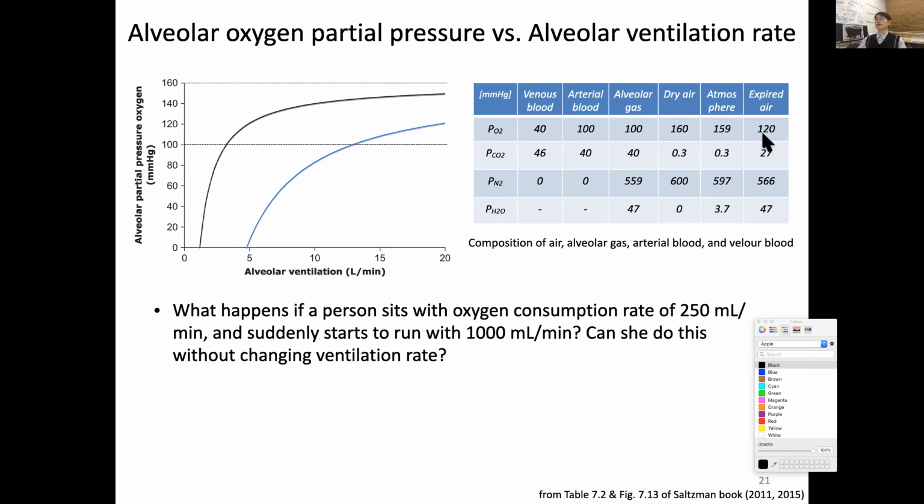So the real question is about a person who sits with a normal oxygen consumption rate. It's about 250 milliliters of oxygen per minute. While we know that if a person suddenly stands up and starts to run, then the oxygen consumption rate by the body changes dramatically. It can change like 4 times, such as 1,000 milliliters of oxygen gas per minute. Can she do this without changing ventilation rate? So that is the question over here.